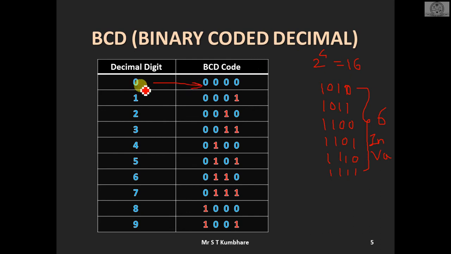In decimal, we have only 10 digits. After 10 digits, we don't have any digits in decimal. So the remaining 6 combinations are not valid for decimal digits. That's why these are called invalid BCD codes. So you should keep in mind, up to 1001 you have valid BCD code, and after that you have invalid BCD code. I hope you got this difference.